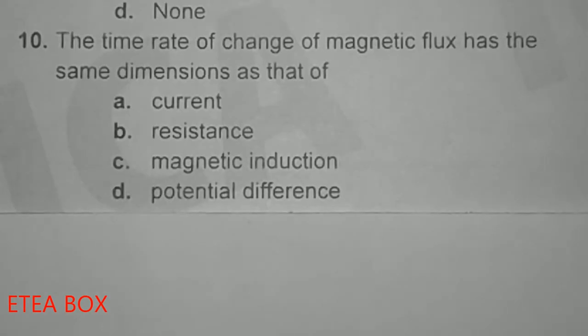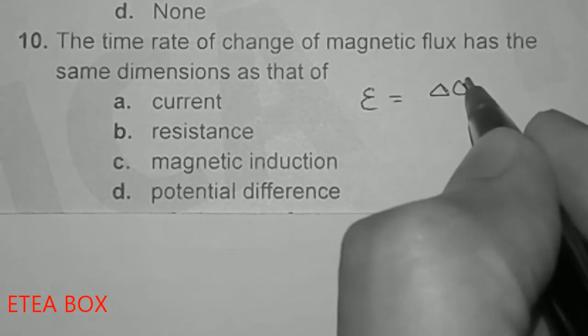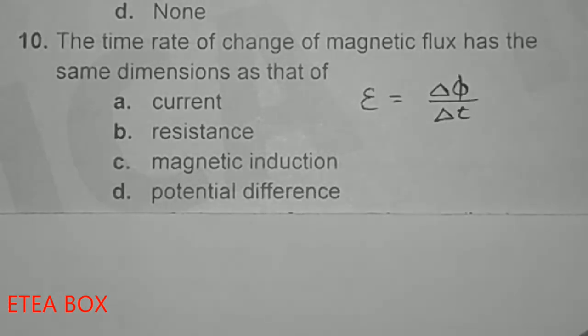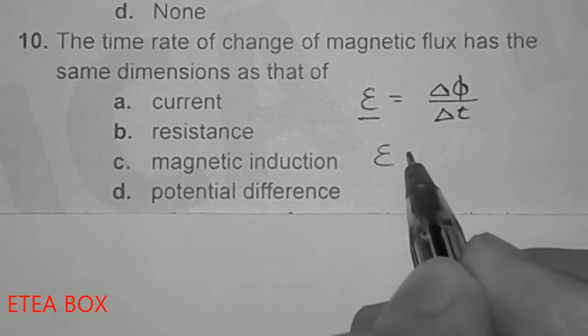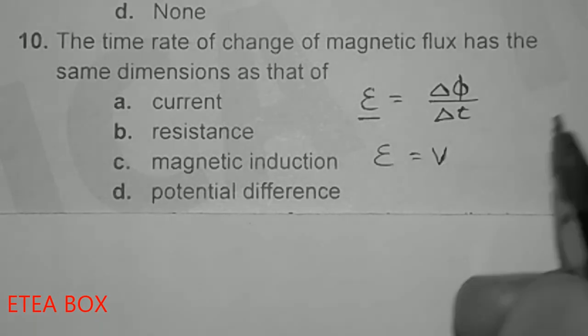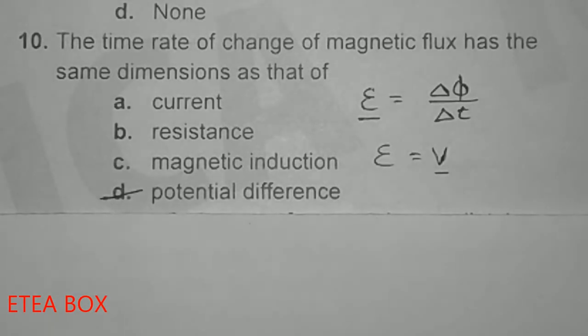The time rate of change of magnetic flux has the same dimension as that of, here we know that this one is the time rate of change of magnetic flux, and this is EMF, and we know that EMF has the same unit as volt, or we can say potential difference, V. So option D is correct here. EMF has the unit of volt and potential difference has also the unit of volt.